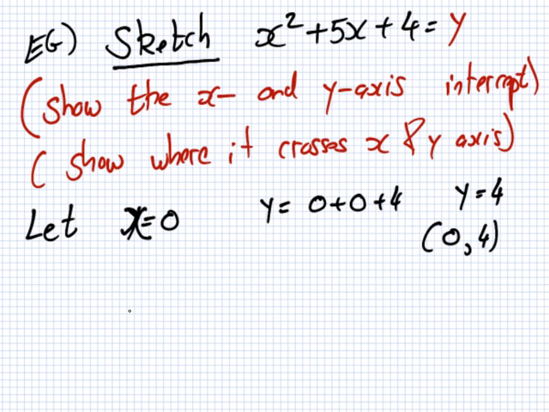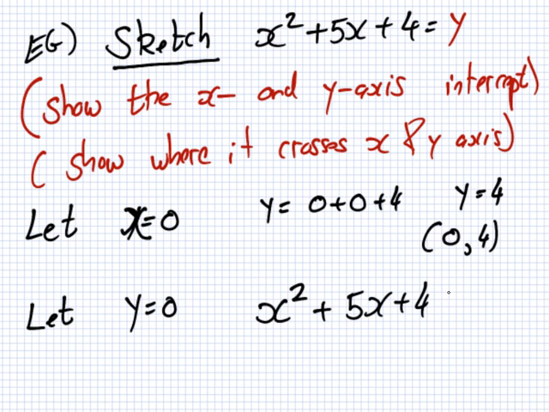Now, how do we find where it crosses the x-axis? Well, that's the same, except you say let y equals 0. Now it's a little bit harder, but not that hard. x squared plus 5x plus 4 equals 0. Now, the way to solve this is factorize, okay? So, what are the two factors here? x plus 4 and x plus 1.